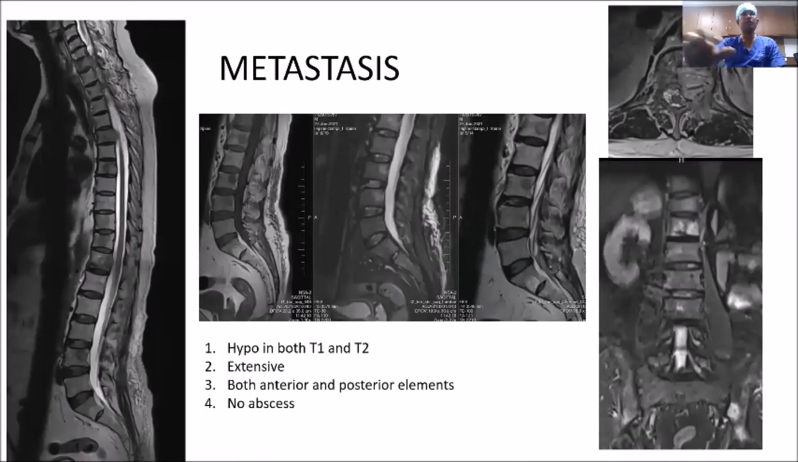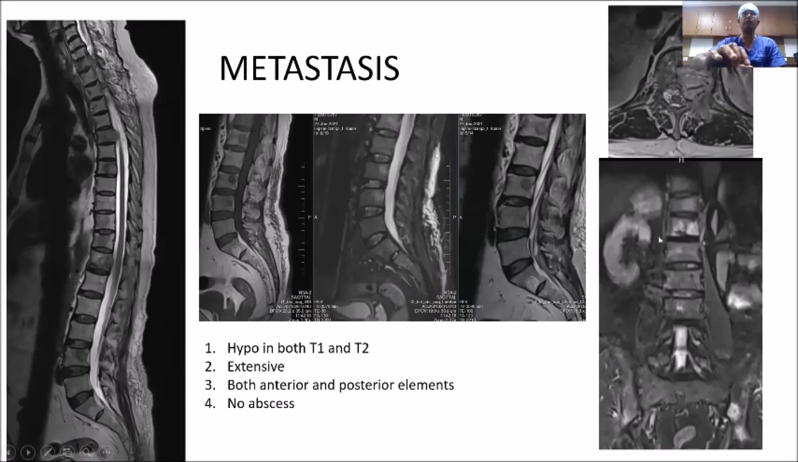Metastasis can sometimes be confusing. The key feature is hypointensity in both T1 and T2 images, whereas in a spinal infection you will have T2 hyperintensity. And there will be extensive vertebral involvement, especially the ilium, which will also be affected in a patient with metastasis. So always look at the coronal images.